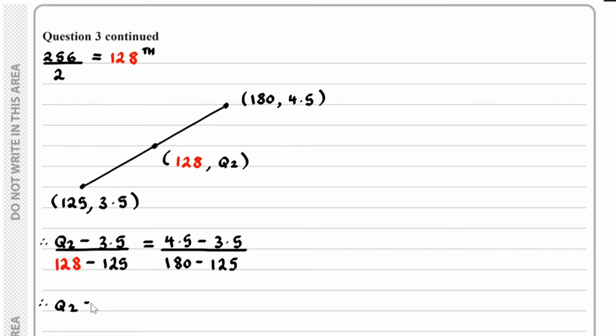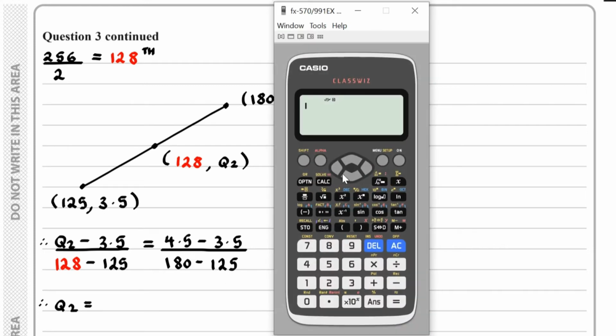what Q2 is. So if we find out what Q2 is, well, we have 4.5 subtract 3.5 divided by 180 subtract 125, and then I multiply this by 128 subtract 125, and then I add on 3.5, and it turns out to three significant figures, the median is equal to 3.55 given to three significant figures.